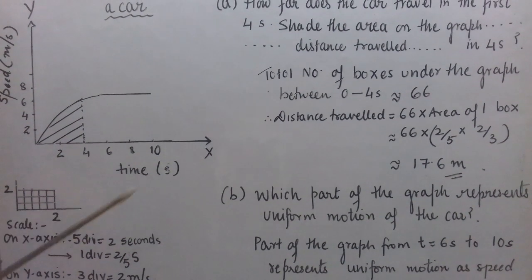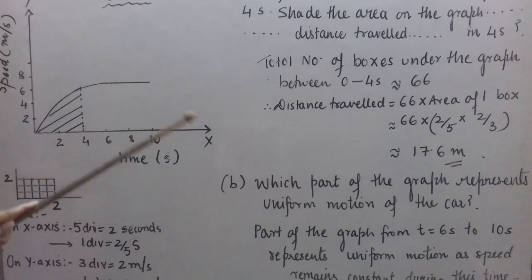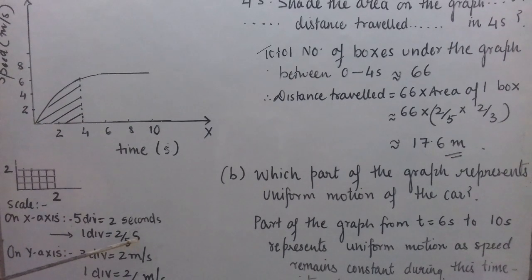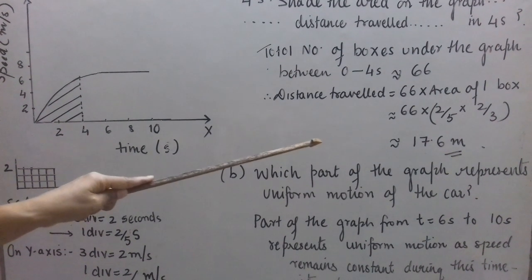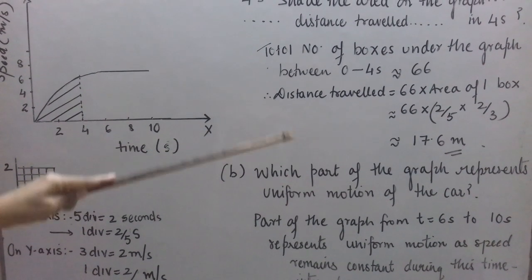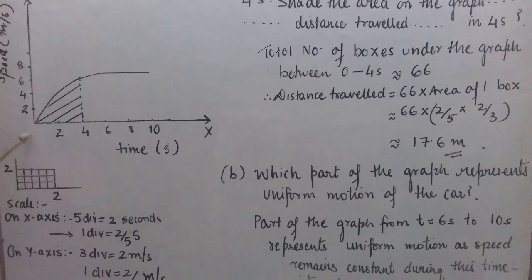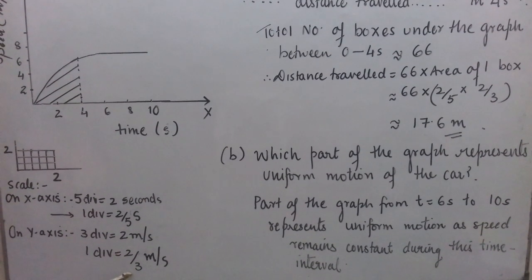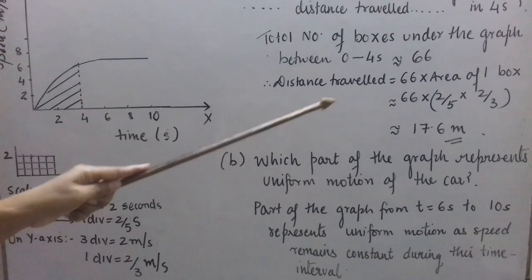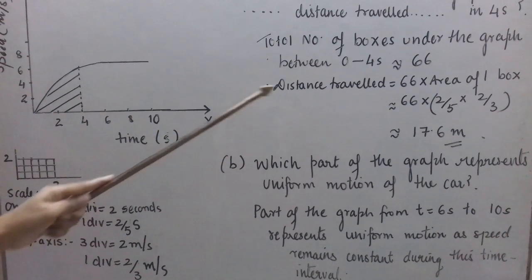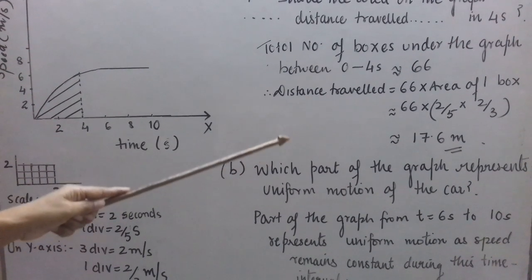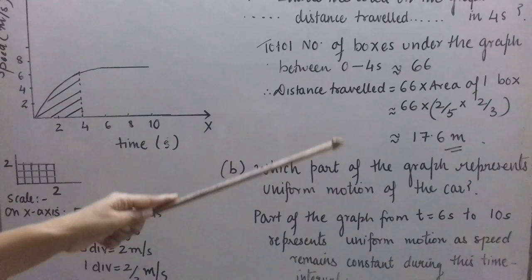Now, what is the area of 1 box? Just have a look at the scale. Area of a box is length into breadth. Its length, if we consider along this time axis, 1 division is 2 by 5 seconds. So it is 2 by 5 for one side of the box. Into, if we consider the breadth along this speed axis, 1 division is 2 by 3 meter per second. It means the area of 1 box is 2 by 5 into 2 by 3, and we will get the answer in meters only. So distance traveled is 66 into the area of 1 box, and approximately that comes out to be 17.6 meters.